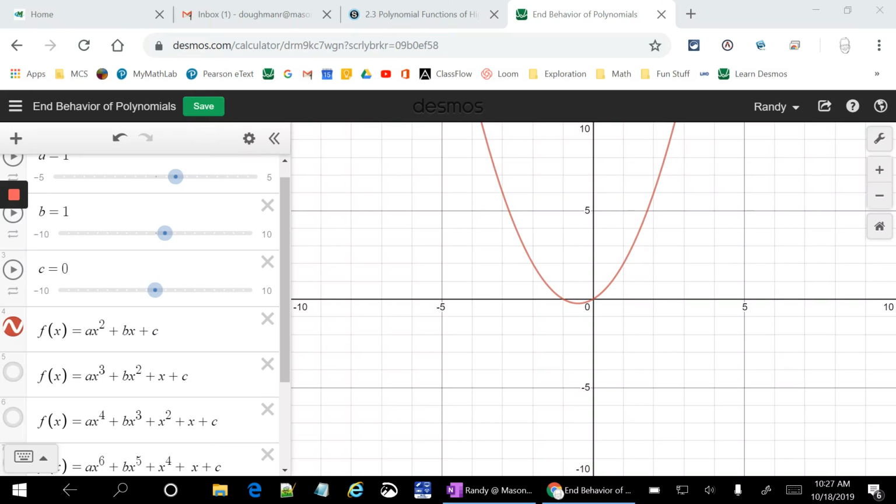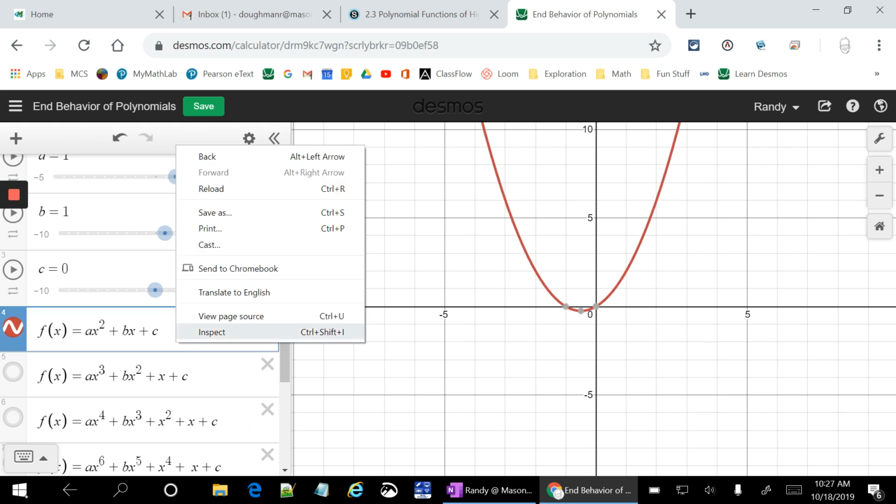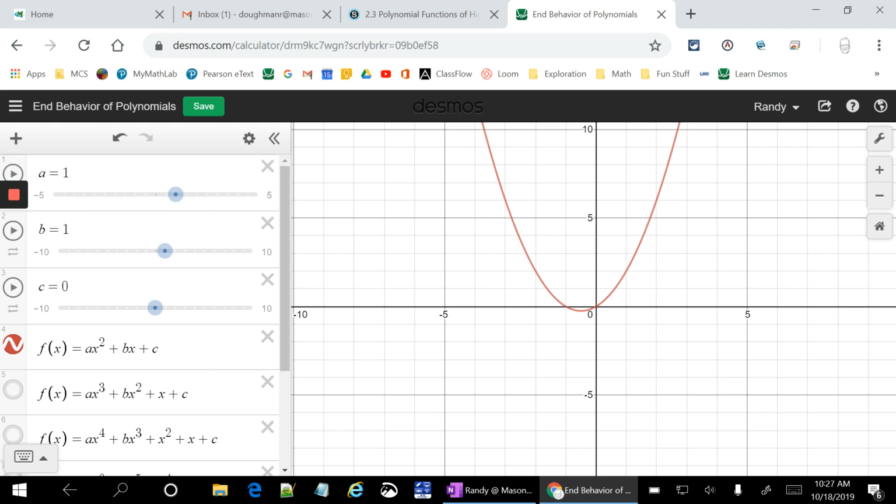We're going to look at end behavior of polynomial functions. So first, we're going to look at ax squared plus bx plus c, which is just a quadratic, and we kind of know what goes on there. But what I have here, and I have the activity in Schoology that you can launch and look at yourself, is that I'm going to change the values of a, b, and c.